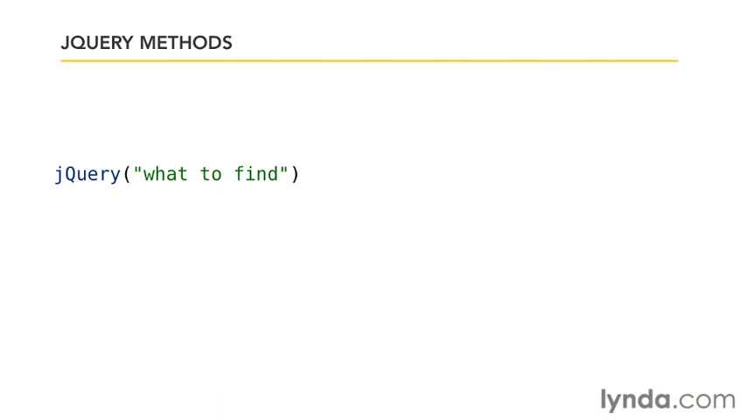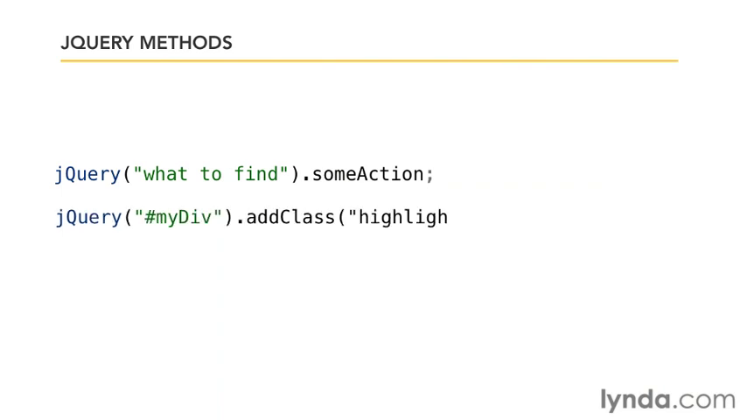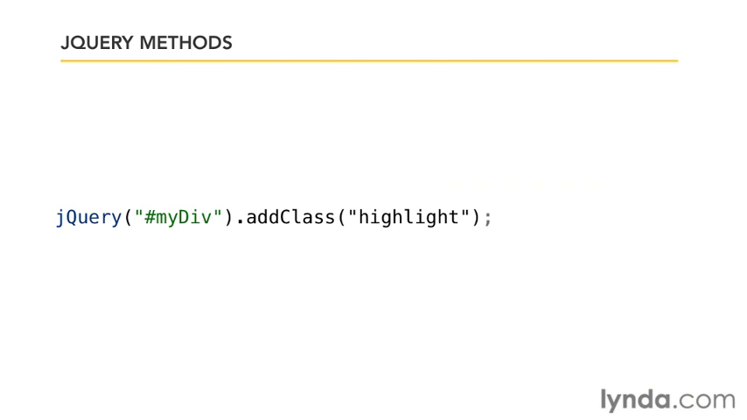So with the selector, we're telling jQuery what to look for, then we have a dot, and then we tell it what we want to do, some action, some change that we're doing. In this case, jQuery find the ID of my div and then add the class of highlight.